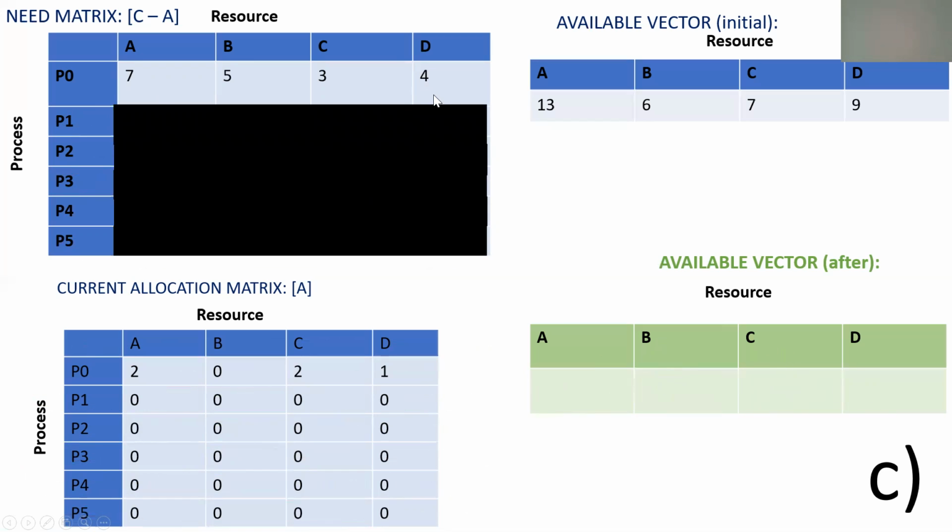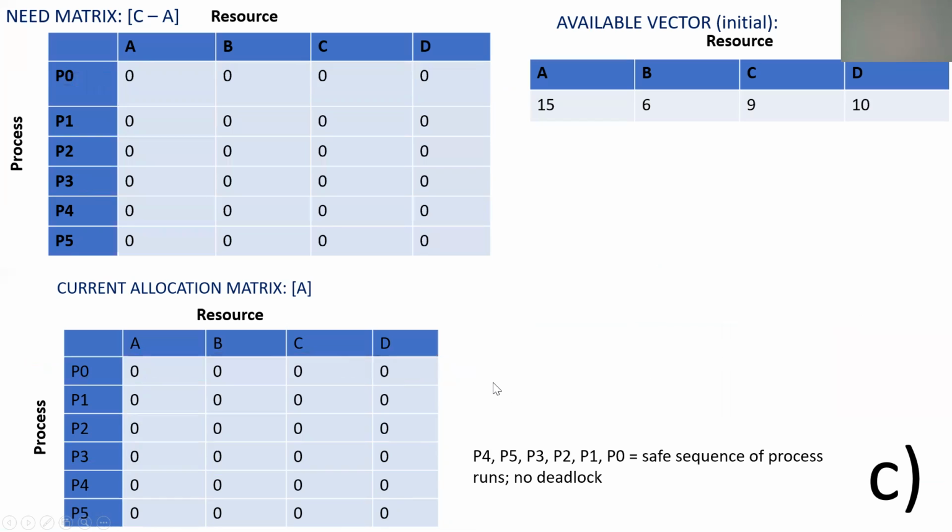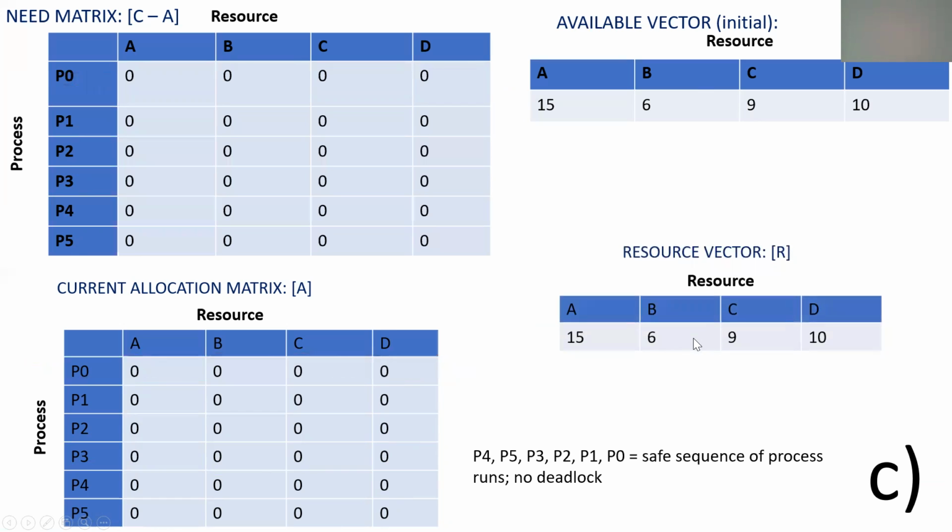Finally, P0 is the only one that's left, and it runs because it can. And when it releases its resources upon completion, the available vector is 15, 6, 9, and 10. At this point, all of the processes have run without deadlocking. And the final available vector equals the original total resources vector, as I mentioned before. And we determined a safe sequence of events that does not result in deadlock, and that is the processes running in the order P4, P5, P3, P2, P1, P0.